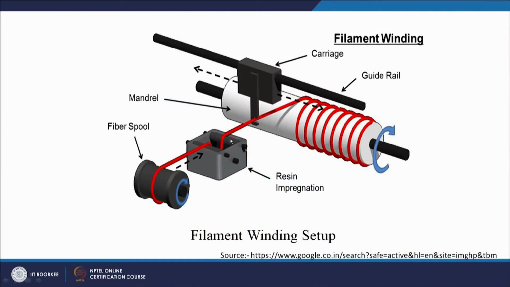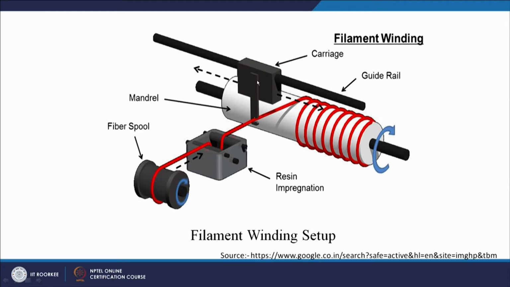So the fiber is coming from the fiber spool or creel, and it is getting unwound here, it is getting impregnated with the resin here, and finally it is getting wound over the rotating mandrel. So let us now see the movements. First movement is the rotation of the fiber spool or creel. Second movement is the movement of the fiber. Third movement is the movement of the carriage.